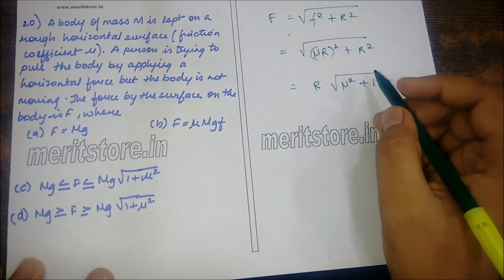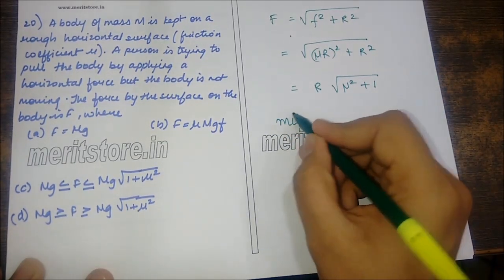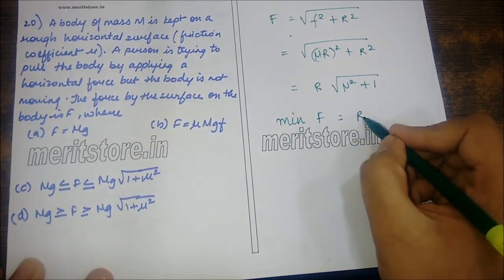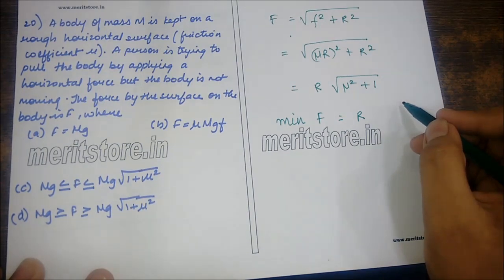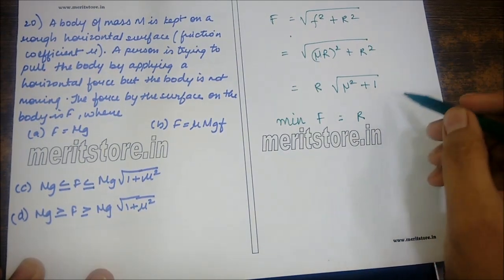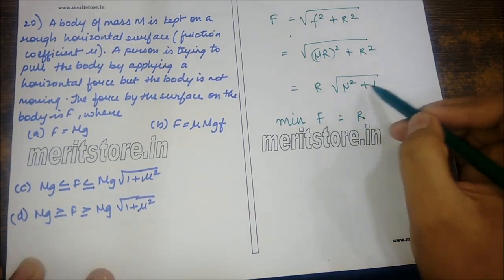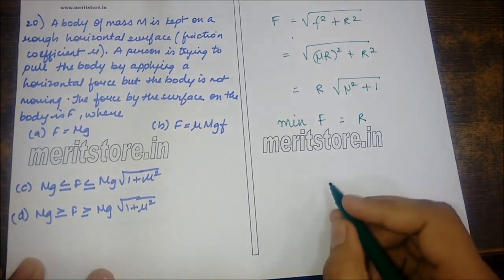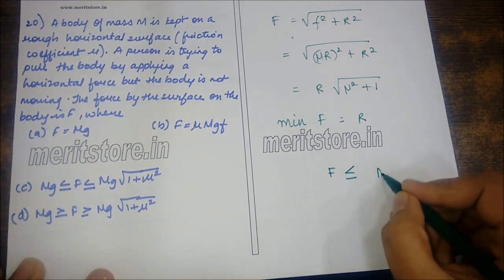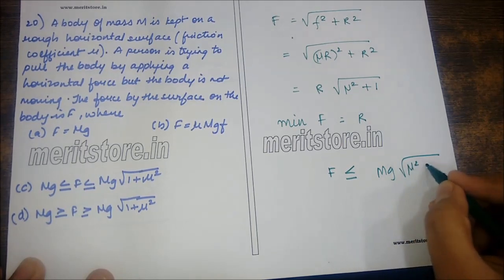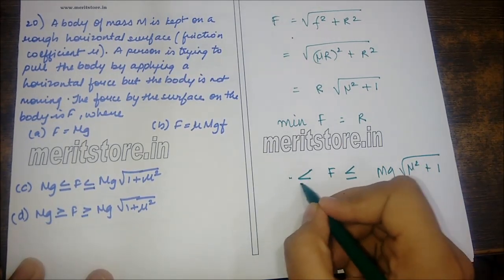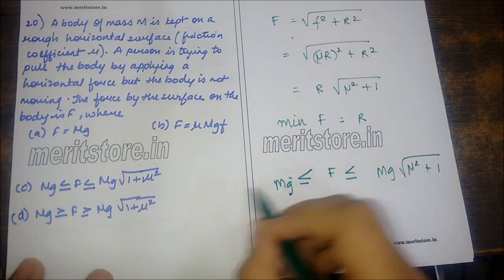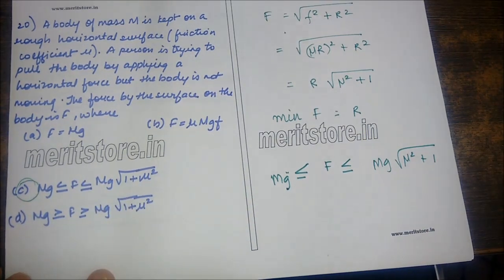Minimum force is equal to R. So minimum force is equal to R when there is no friction. Hence ranging R to R into square root of mu square plus 1. So now we get F between mg square root of mu square plus 1 to mg. So option C is the correct answer.